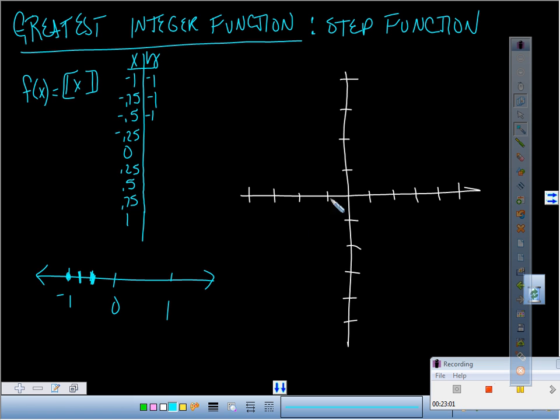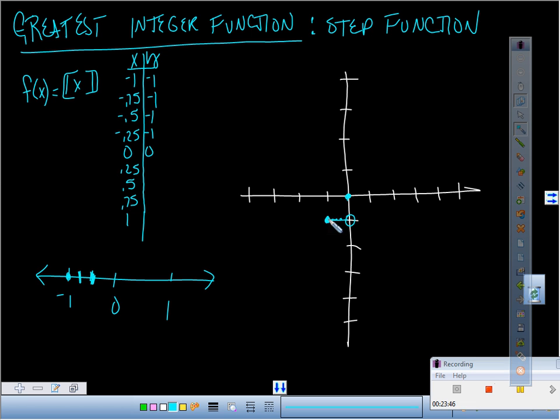Okay, let's go over here and look and see what that looks like. At -1, it's -1. At -0.75, it's still -1. At -0.5, it's still -1. What about -0.25? It's still -1. But what is the biggest integer not bigger than 0? 0. Oh, at 0, he jumped up to 0. So here's what the thing. He stays -1 up until you get to what? 0.